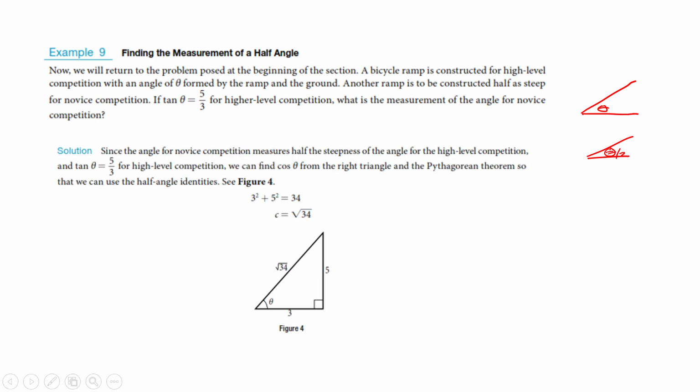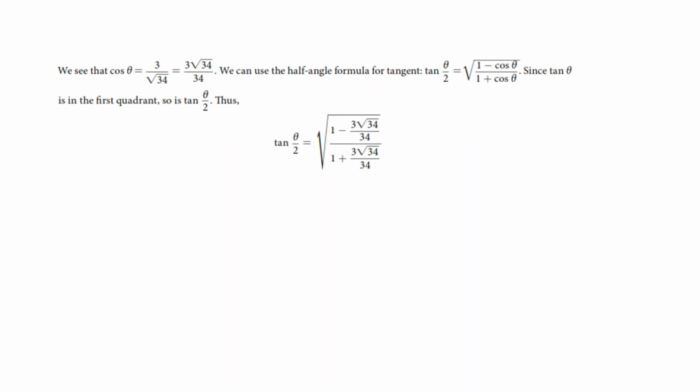Okay, so here's what we've got. They've told us that the tangent ratio is 5/3. So I've got a ramp that has a tangent, an opposite over adjacent, of 5/3. I can use that to find the hypotenuse, and here's what I've got. So I've got a complete triangle. Okay, now if we're going to find the tangent of theta divided by 2, what we're going to need is the cosine of theta, just because the formula always requires that.